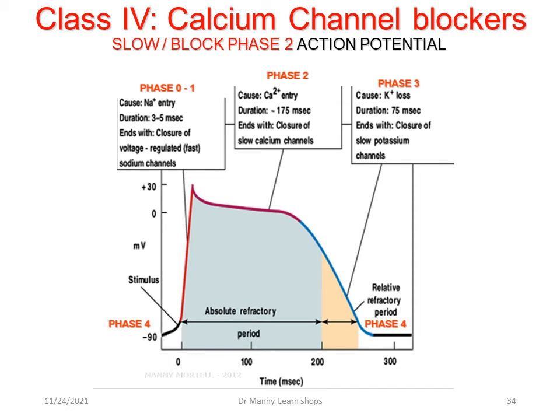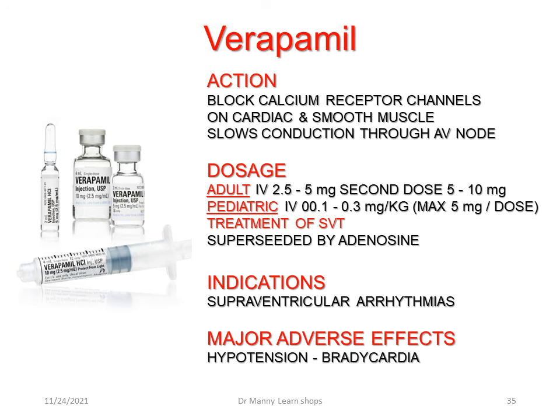The last group are class 4, calcium channel blockers, and they slow or block phase 2 of the action potential. As is indicated here, in phase 2, this is to do with calcium entry, so it blocks calcium entry. Verapamil was probably one of the first calcium channel blockers, and it works both on cardiac and smooth muscle, so it slows conduction through the atrioventricular node.